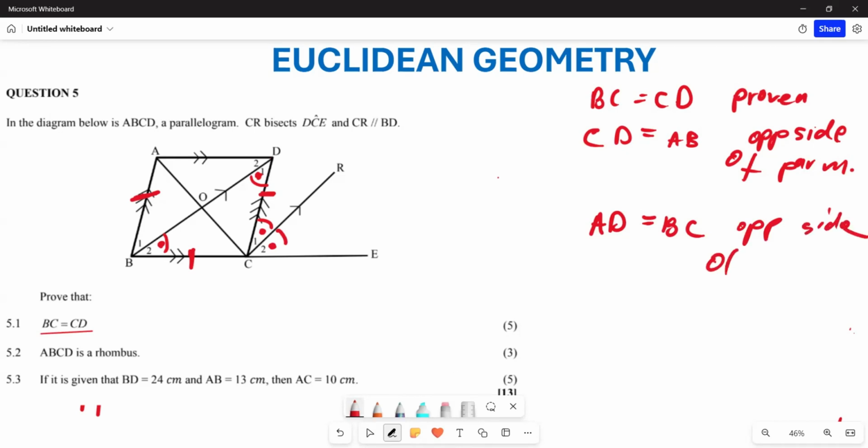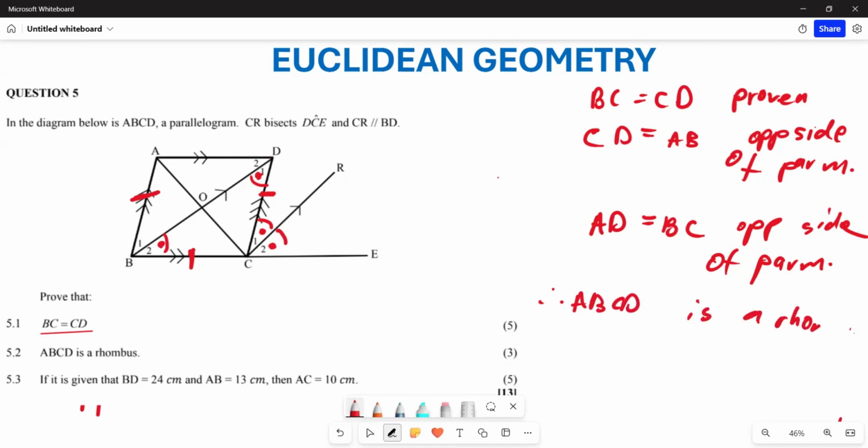Of a parallelogram, right? Is going to give you that. And now, can you see that all these sides are equal to each other, right? So you can now conclude that ABCD is a rhombus, right?